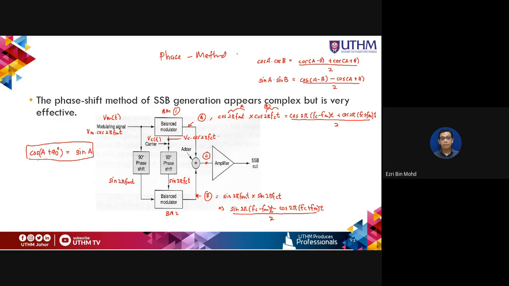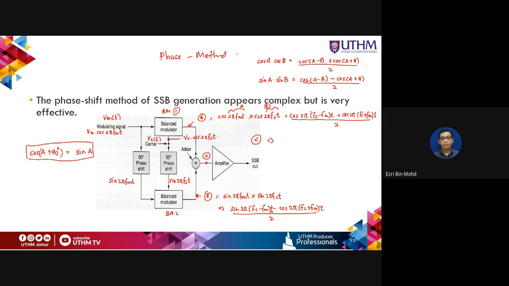So A and B are added together at the adder here. Then at point C, we look at point C: cos 2π(FC − FM), and so on. So this one plus this one.